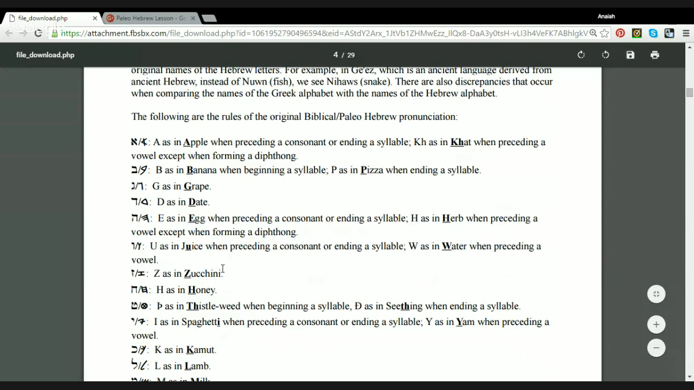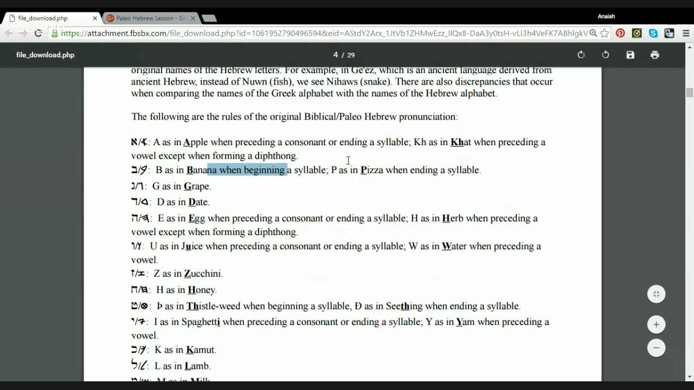Z as in zucchini. H as in honey. TH as in thistleweed when beginning a syllable. TH, different sound, as in seething when ending a syllable. I as in spaghetti when preceding a consonant or ending a syllable. Y as in yam when preceding a vowel. So it's the same as wa. You see, the same language is being used for both. Okay, the same language as right here.